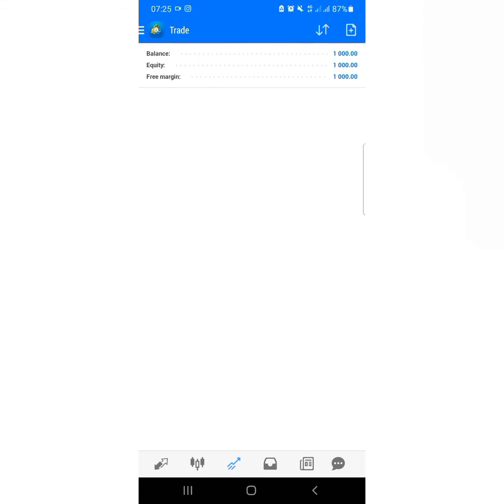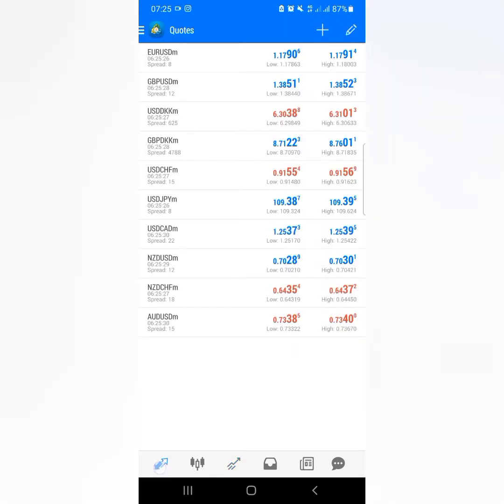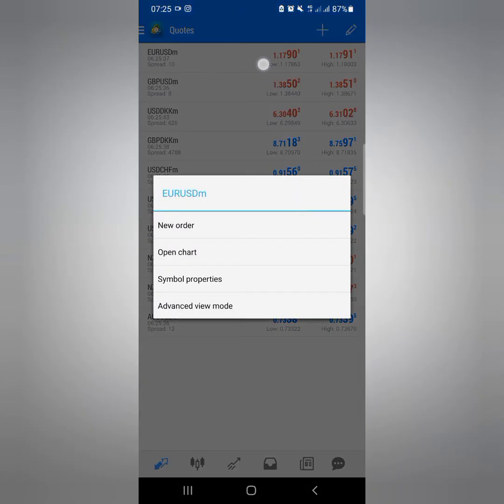So once you're signed in, now you want to take your first signal. Sorry, you click on this icon below, the icon to the extreme left below. You're going to see the currency pair. Obviously Euro USD is what you want to take, so you're going to click on new order, right?